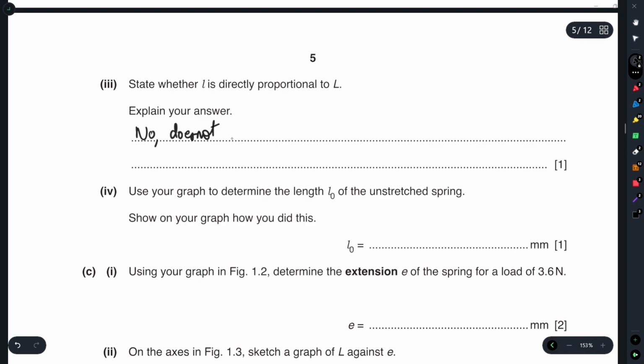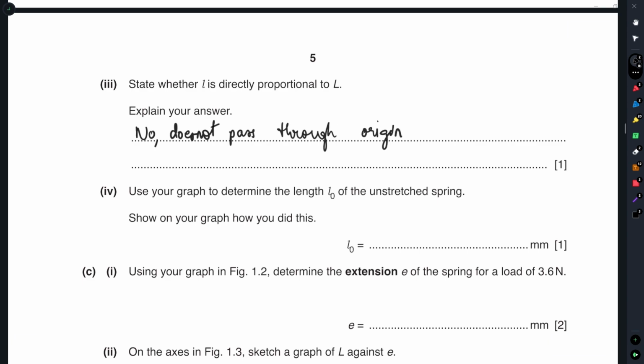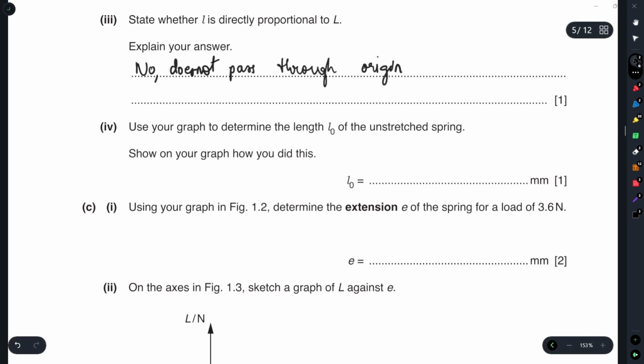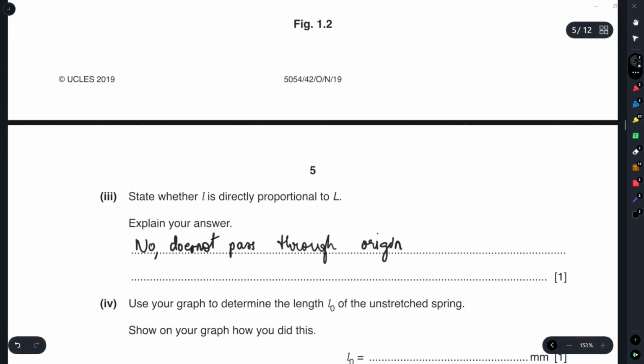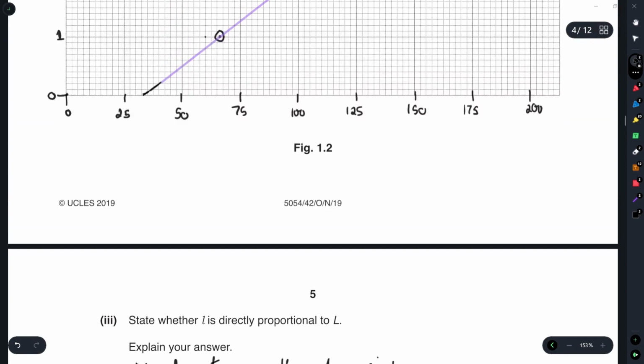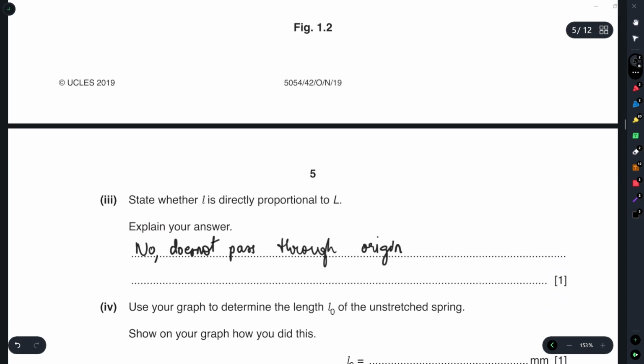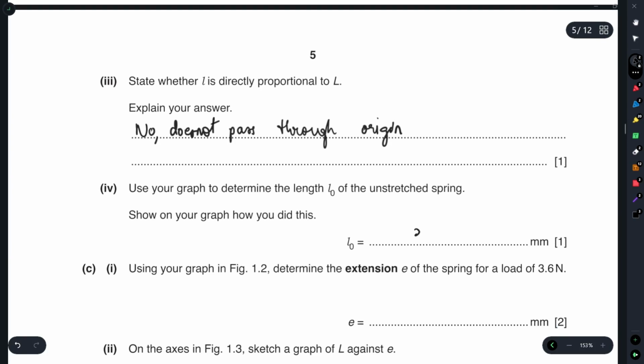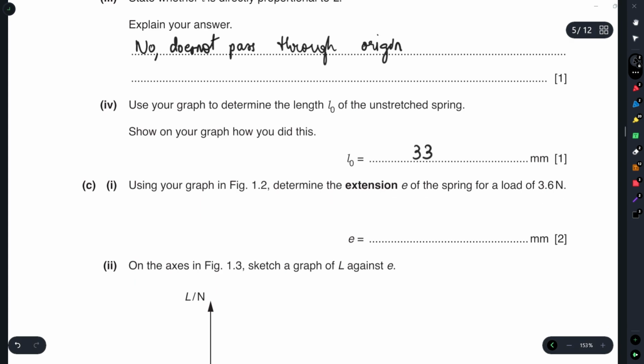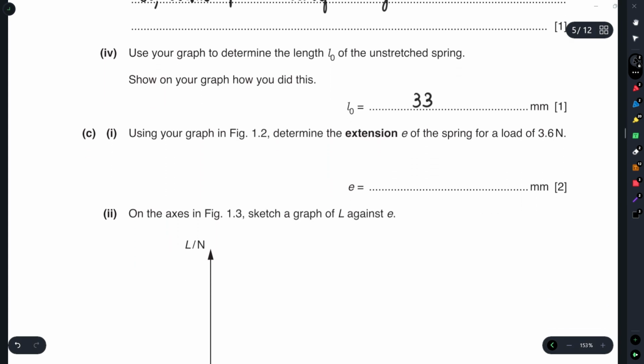Does not pass through origin. Again, I have a habit of writing does not together for some reason. Correct way of writing does not would be separately. So, khair. Use your graph to determine L naught, the unstretched length. We did that and we are getting somewhere around 33, 34 maybe. तो again marking scheme में आप देख सकते हैं कि भाई there would be a correct value with a range. So let's hope that this 33 lies in the range.